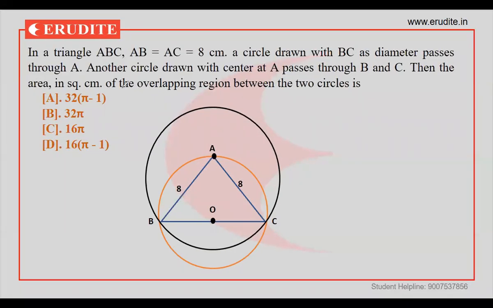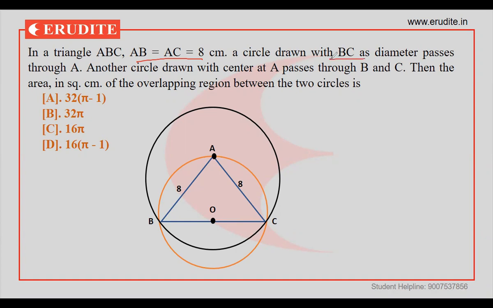Hello everyone. So what we are going to discuss is this question. This question came in CAT 2022 slot 3. This question belongs to the geometry part. They are saying that in a triangle ABC, AB is equal to AC is equal to 8. You can see that in this triangle ABC, which I have drawn in blue color, AB is equal to AC and their values are 8 and 8.